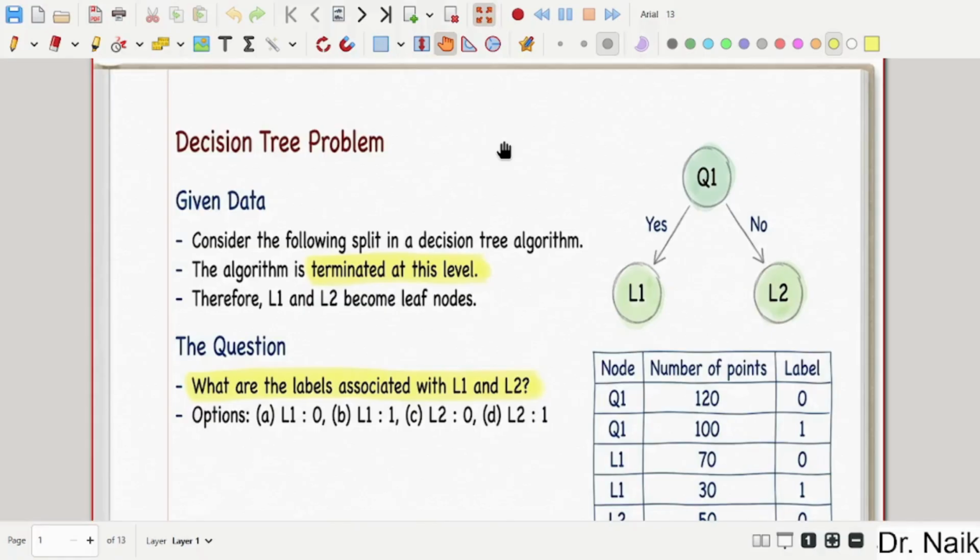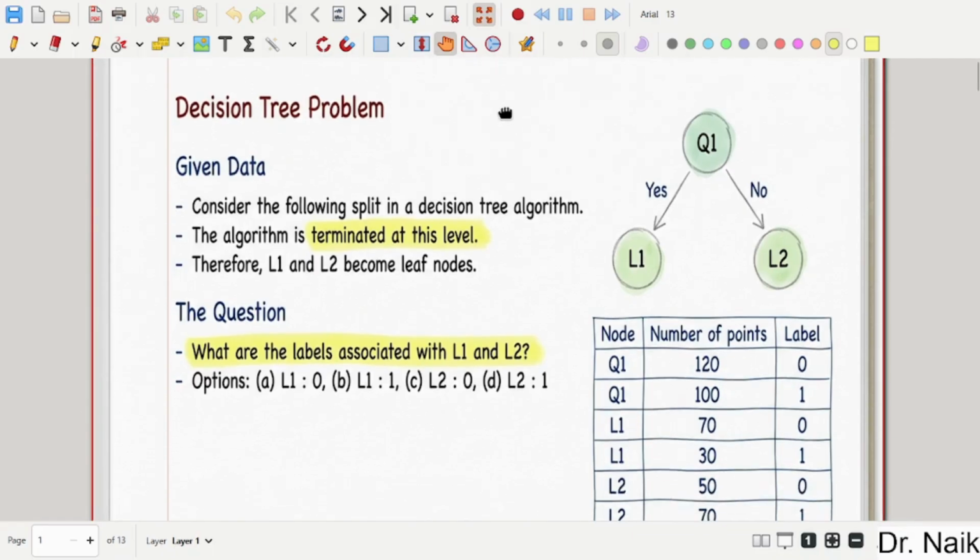Today we will solve a problem based on a decision tree. So let's consider the first problem. Given a data, consider the following split in a decision tree algorithm. The algorithm terminates at this level. Therefore, L1 and L2 are the leaf nodes.